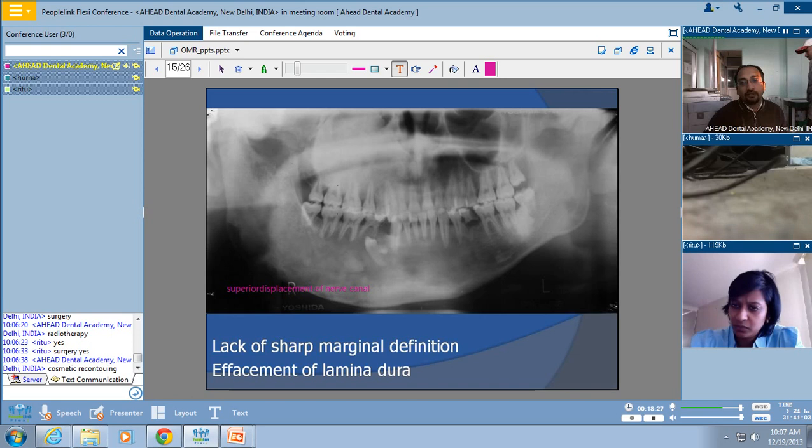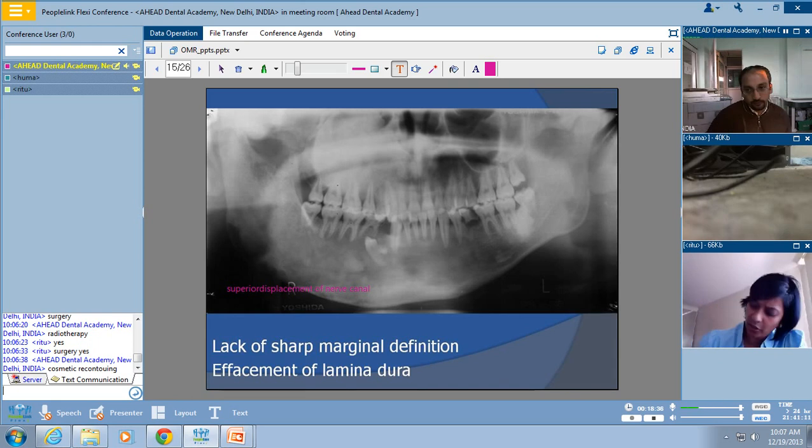How do we treat cherubism? We do not do any treatment for cherubism. Cherubism generally gets treated on its own. There is one very, very common MCQ question. What if we do radiation therapy? Yes, it is no treatment.